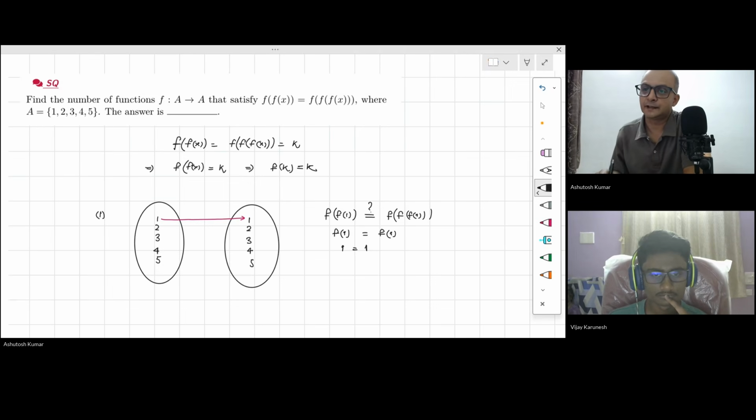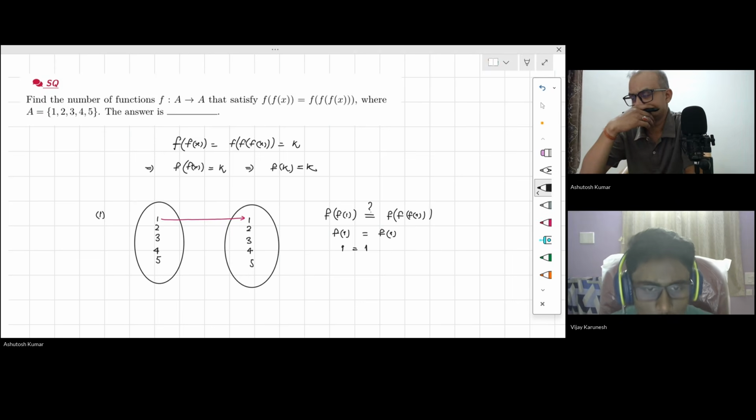So each one should be mapped to itself. If you take f of 2, it will become 2, correct? Yes, sir. If we get f of k equal to k, both sides are correct. In this case, how many functions can we construct? One. Think again.